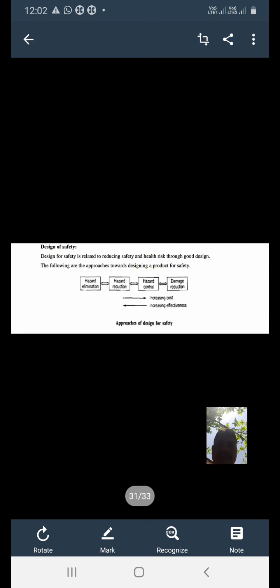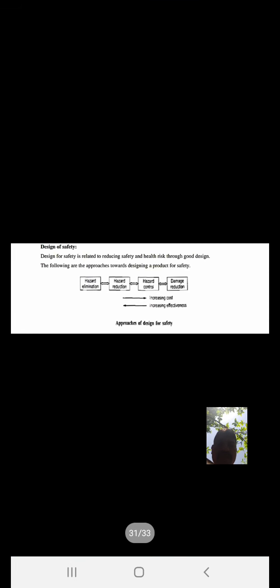Then how to do that? Okay, in increasing cost or increasing effectiveness. How to increase that effectiveness? With the help of that, one by one we will see.